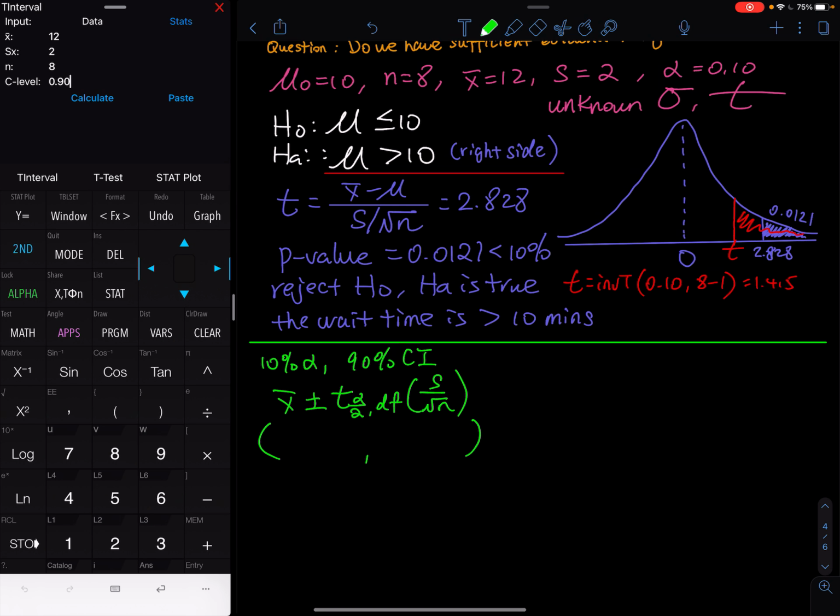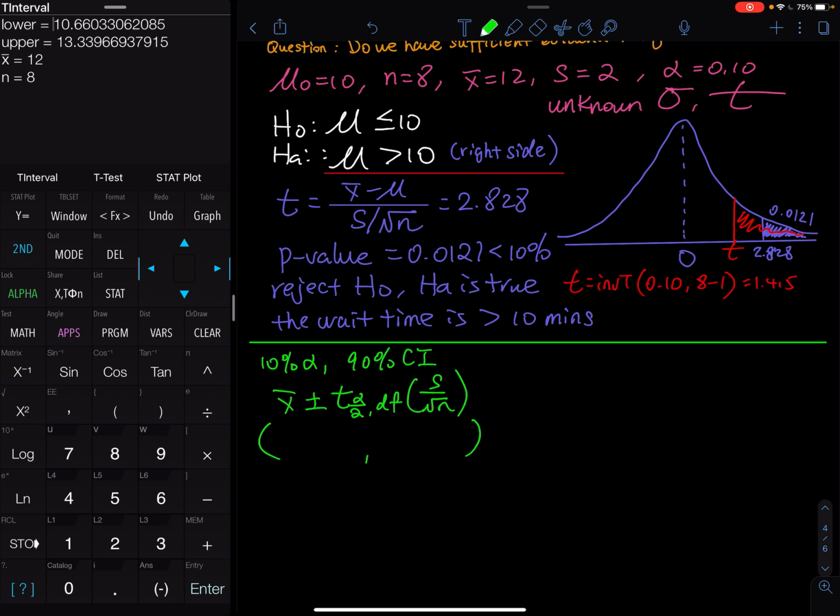What do you see when you calculate? Let's round this a little bit. In your calculator, you have 10.66 and 13.34. What is this? This is minutes. So what is the truth? How many minutes do you have to wait? That number is between 10.66 and 13.34.